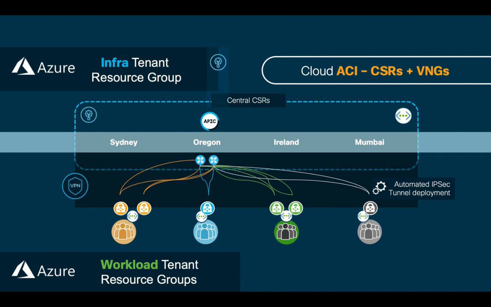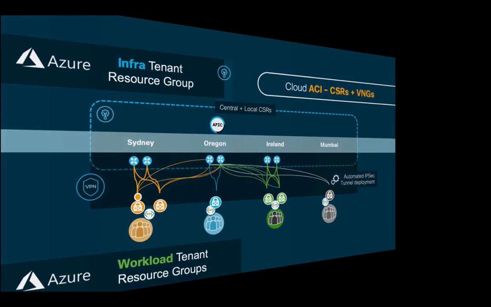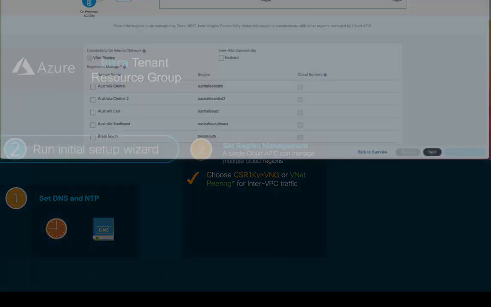If you decide to run CSR 1000V in one location only and you have tenants in different locations, keep in mind that inter-VNet traffic in a given region may have to travel all the way to the hub region. Therefore, although optional, it is recommended that you consider the deployment of additional CSR pairs wherever needed to optimize traffic forwarding. Now that we know this, let's go back to Cloud APIC.